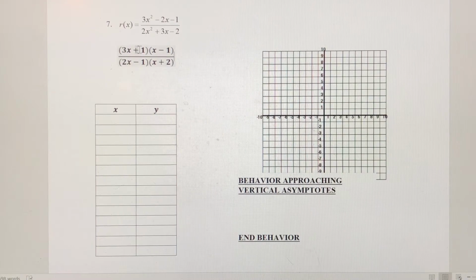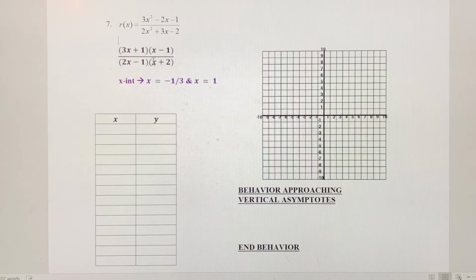So the x-intercept is going to be when the numerator is 0. We set this factor equal to 0 and solve. That's going to give us one x-intercept. We set this factor equal to 0 and solve. That'll be the second x-intercept. So x equals negative 1/3 is the x-intercept from this factor, and x equals positive 1 is the x-intercept from that factor.